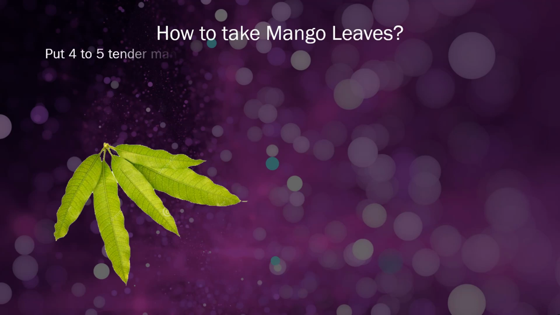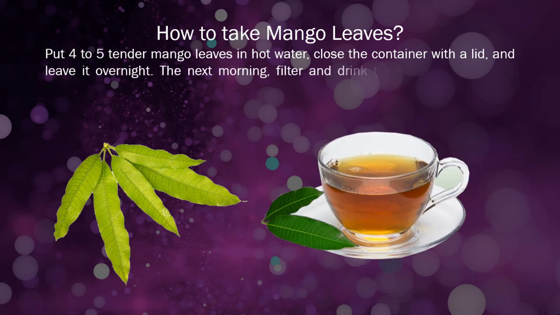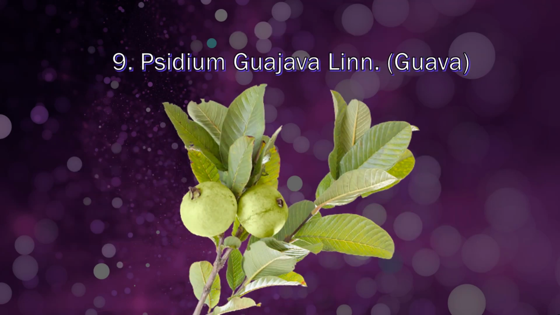How to take mango leaves. Put 4 to 5 tender mango leaves in hot water. Close the container with a lid and leave it overnight. The next morning, filter and drink the liquid on an empty stomach. 9. Psidium guajava Linn. Guava.